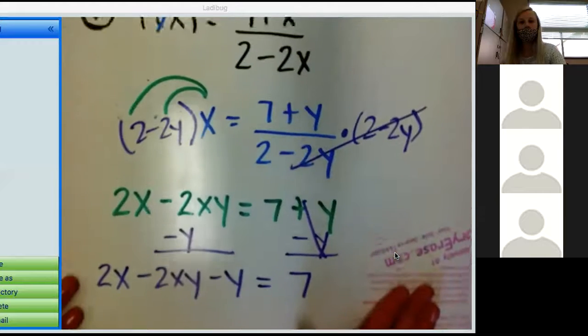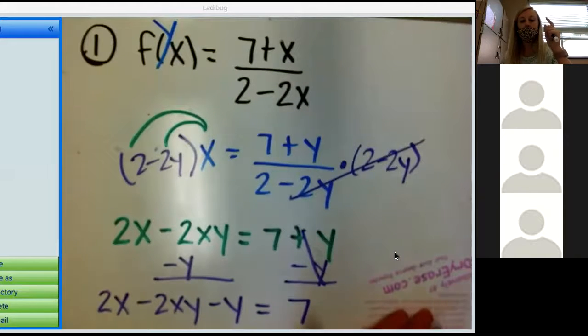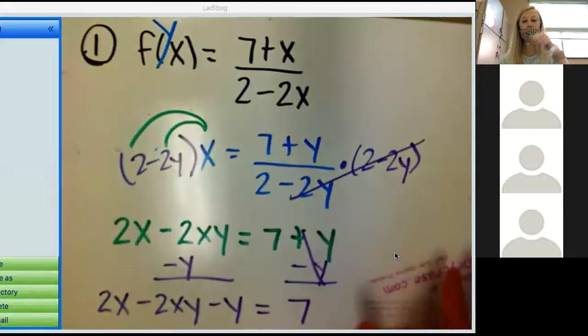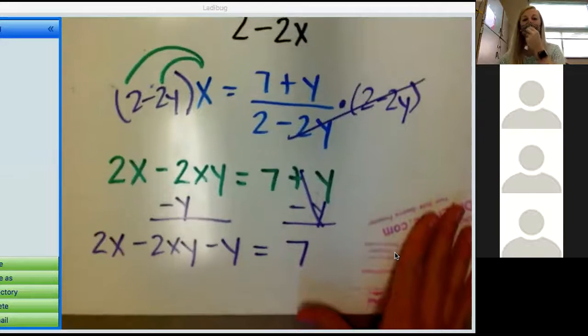Now we're recording. Let me backtrack real quick. We're finding the inverse. I'm so sorry, I forgot to hit record. But these are our steps.